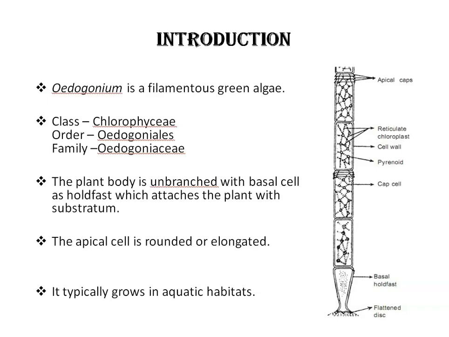Oedogonium has the ability to reproduce both asexually as well as sexually. Asexually through fragmentation and sexually through the formation of gametes. Oedogonium plays an important role in the freshwater ecosystem and has a unique life cycle involving both sexual and asexual reproduction.